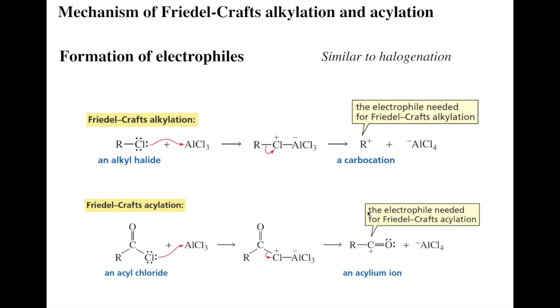So the mechanism, of course, is an electrophilic aromatic substitution mechanism like we've seen before, but we need to look at how the electrophiles are generated. And if you go back and look at the halogenation reactions, the method is very similar. The chlorine of the alkyl halide or the acyl chloride reacts with the Lewis acid catalyst and forms this complex. Then this falls apart and we get our carbocation, or a similar idea, but because it's got this carbonyl, it's called an acylium ion. These are the intermediates that are electrophiles in this reaction.